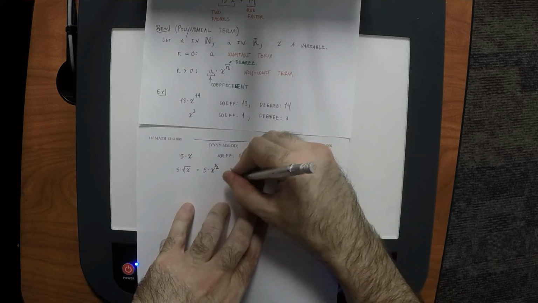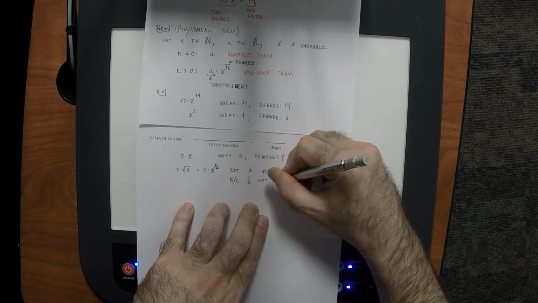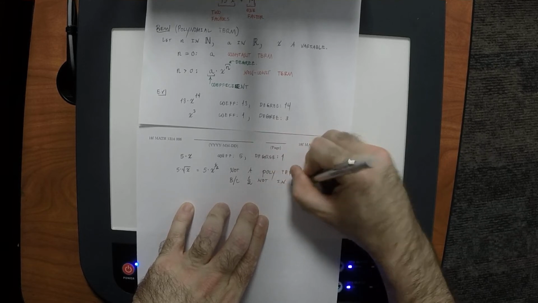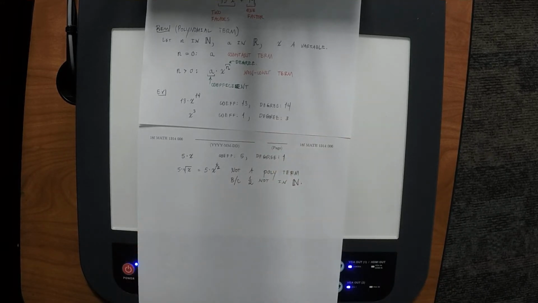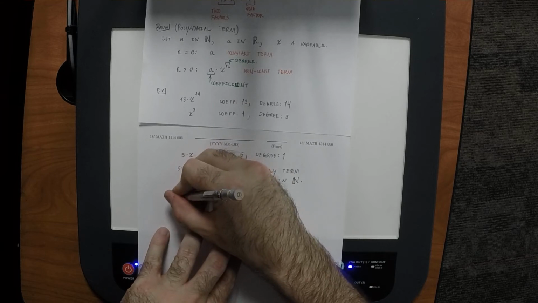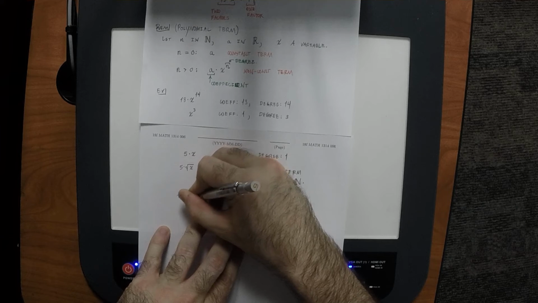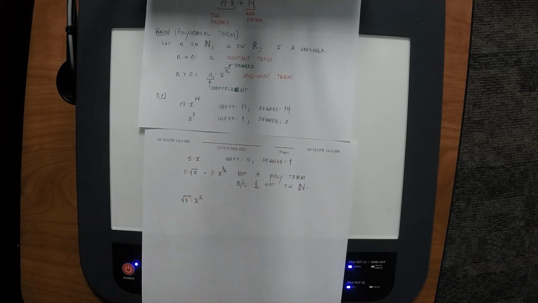So not a polynomial term, because half is not in the naturals. And for that matter, none of the radicals, right? I could write, like, the 17th root of x or something. That one's not going to work either. Okay, what about this one? Square root of 3 multiplied by x squared. Is that a polynomial term?